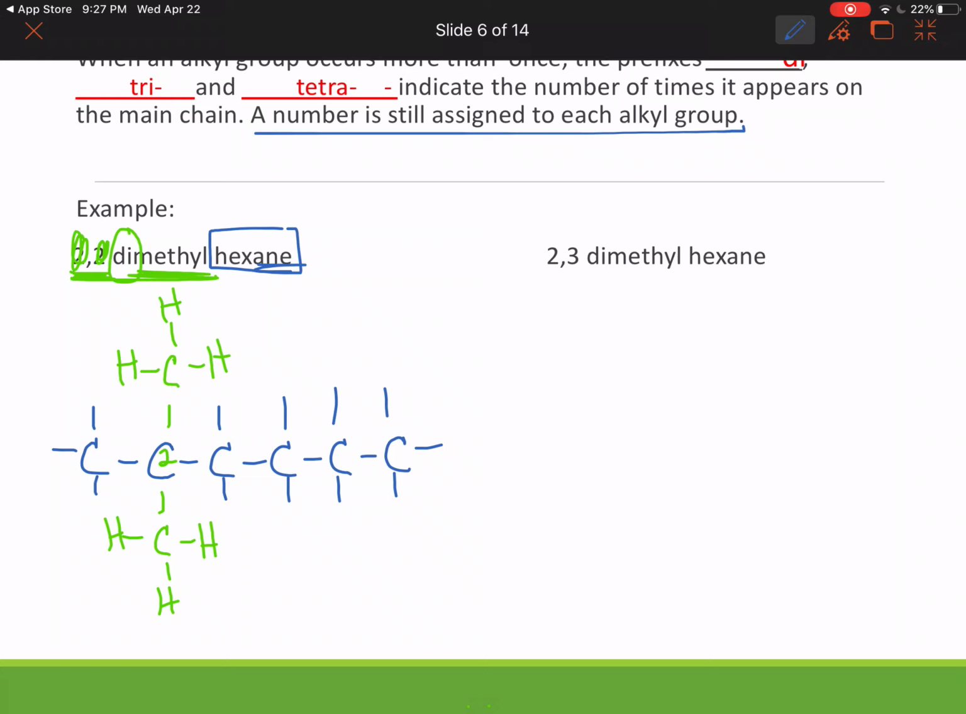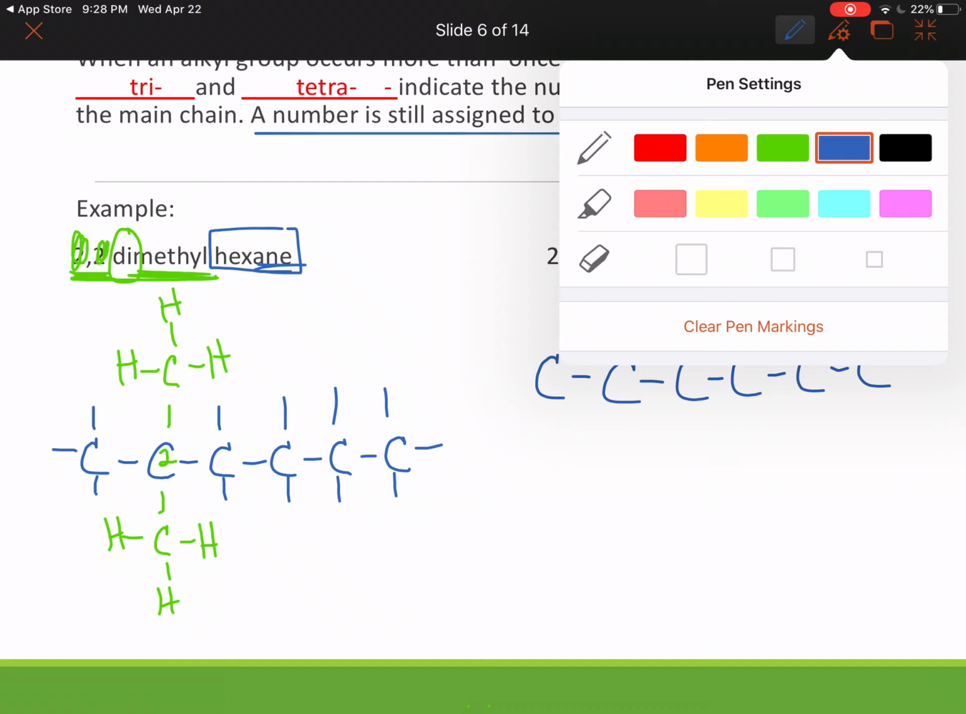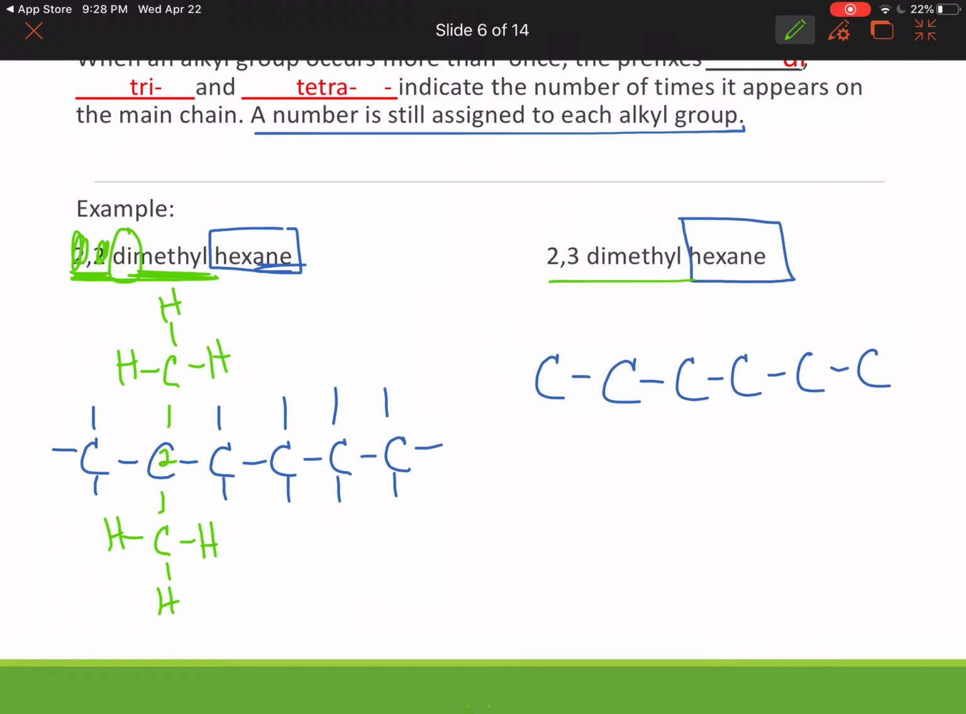All right, let's move over to this next one. It's also a hexane. So let's do this one. So we have 1, 2, 3, 4, 5, 6. Okay, so same thing, single bonds, hexane. Now let's look at the add-on, right? So dimethyl, but now we're doing a 2, 3. All right, so 1, 2, 3.